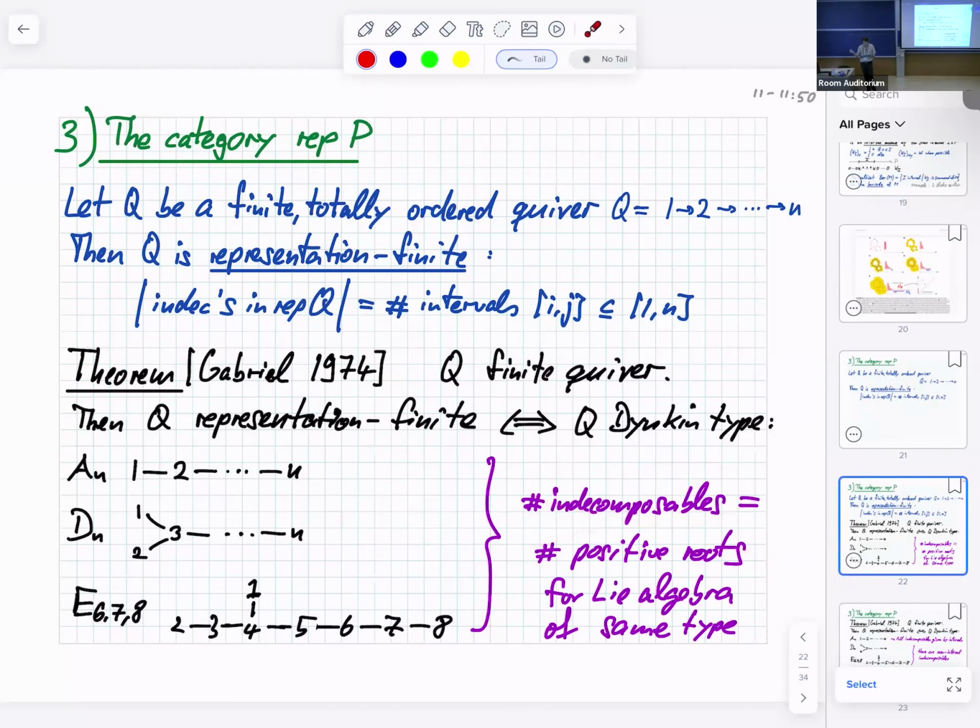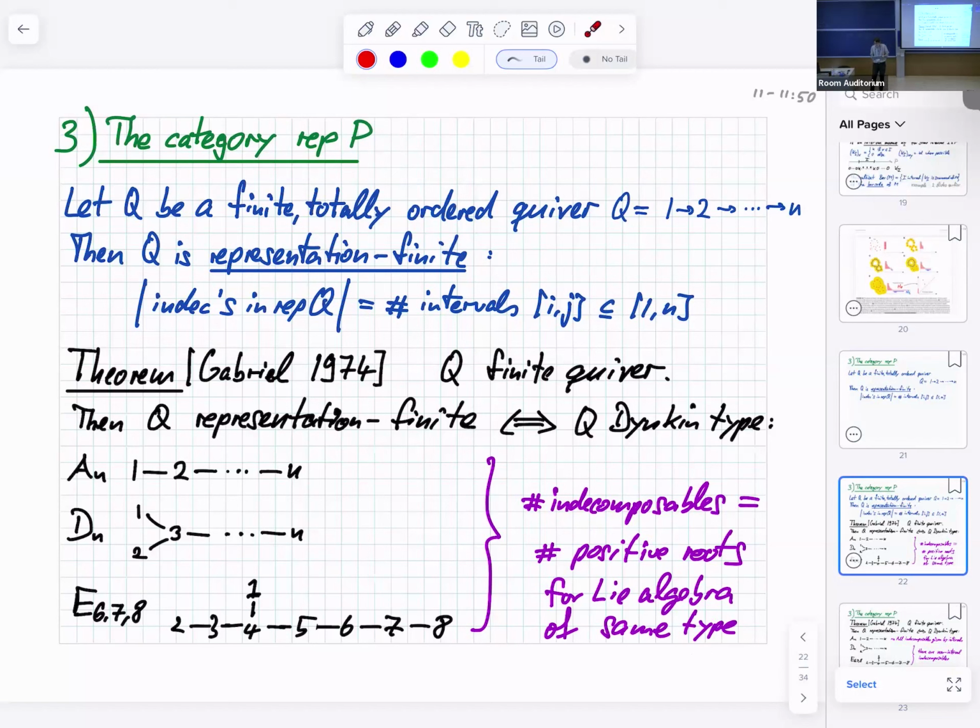So there's an intimate relation between Lie theory and these quiver representations. This really fits very well together. It's not just a coincidence, not just that the numbers happen to be the same. There's an even more precise relationship. Every positive root you can write as a linear combination of simple roots, and this linear combination is exactly what you get as the dimension vector of the indecomposable. So there's a very precise relationship between Lie theory and representations of quivers.